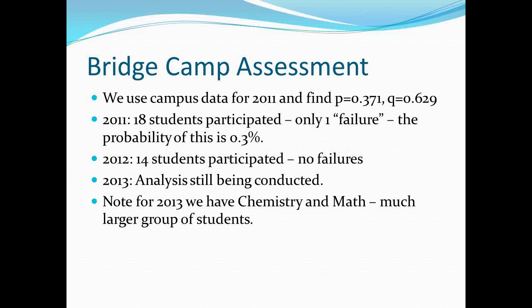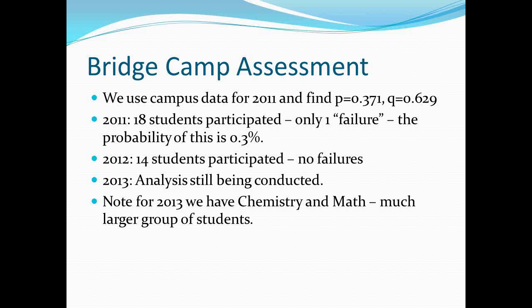And so we use the campus data for 2011, and we find P is 0.371 and Q is 0.629. In 2011, we had 18 students who did the bridge camp. There were 14 from the STEM scholarship and 4 from the business school. And out of that, we had only one failure. So those students did a mixture of courses.